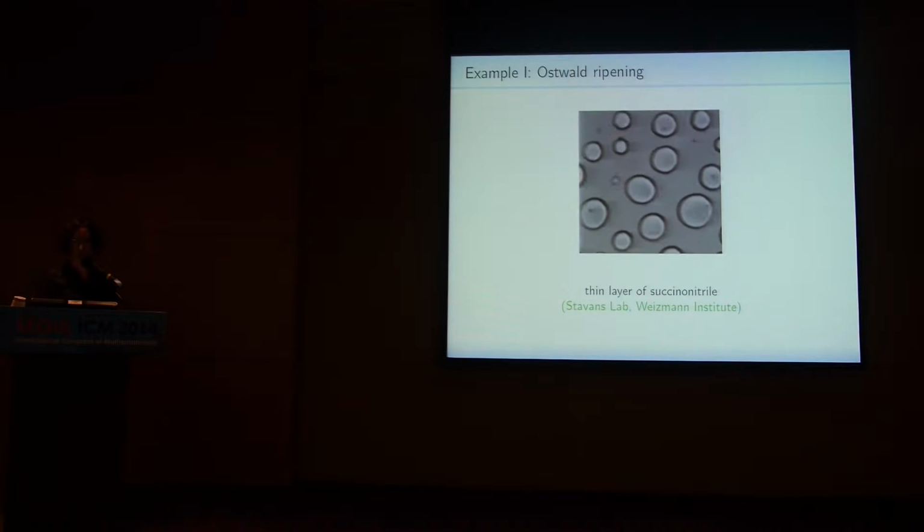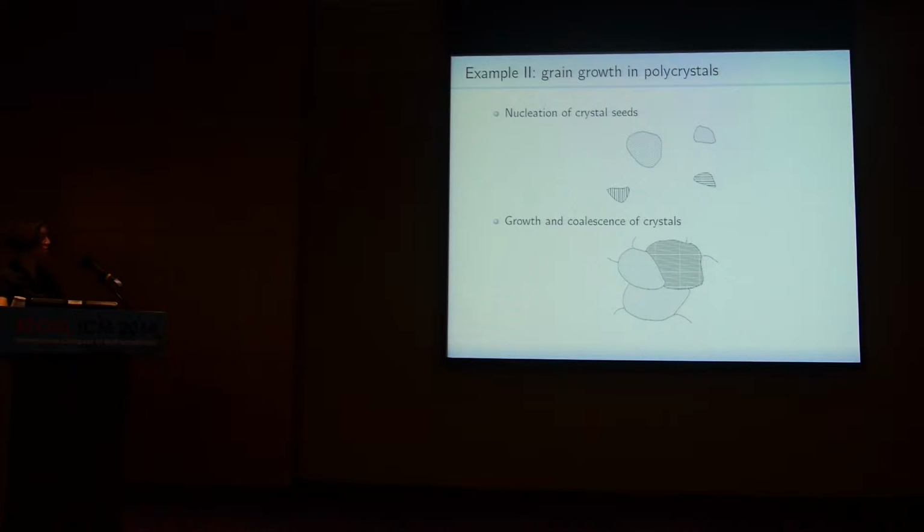Okay, the second example I want to discuss is grain growth in polycrystalline materials. So here you have a metal melt, and if you cool that below the melting temperature, then you get many small crystal seeds. Here some small nuclei of a single crystal, but in random orientation. Then these crystals grow and finally coalesce and form such a network structure.